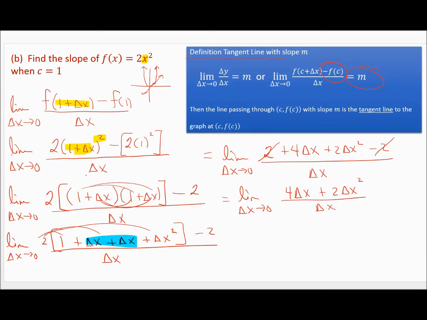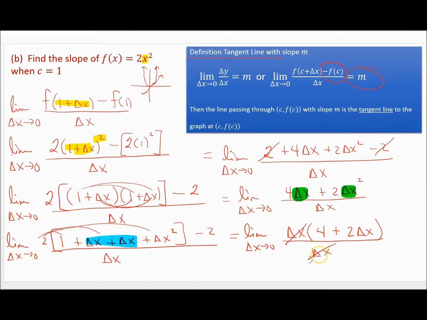I never did address that, but I want to make sure you realize that if you try to plug it in, if I try to substitute in delta x, I'm just going to get 0 over 0, which is bad news. So I have the limit as delta x approaches 0. Now notice there's a delta x in both of these terms. I'm going to factor that out, and one of those is going to come out front. That gives me delta x times 4 plus 2 delta x. Remember, that's squared, so one of them remains, divided by delta x.